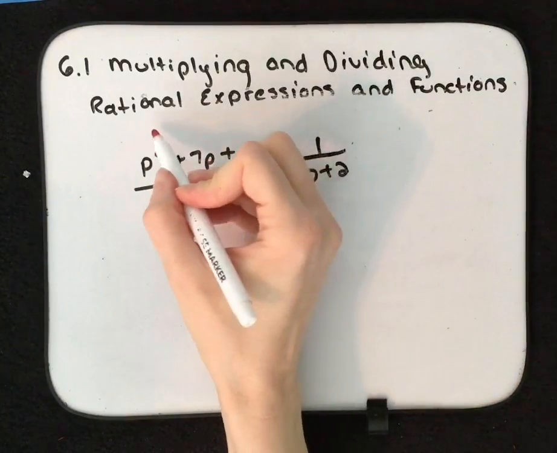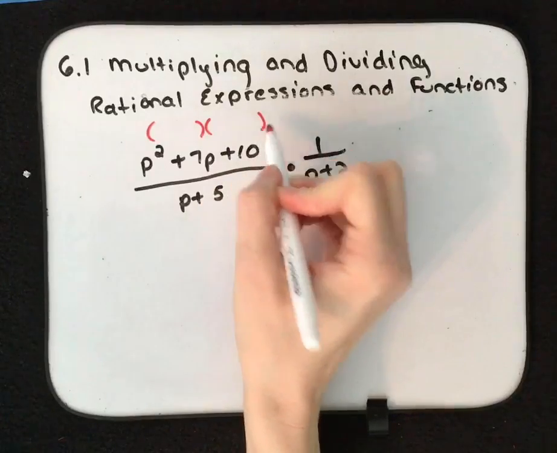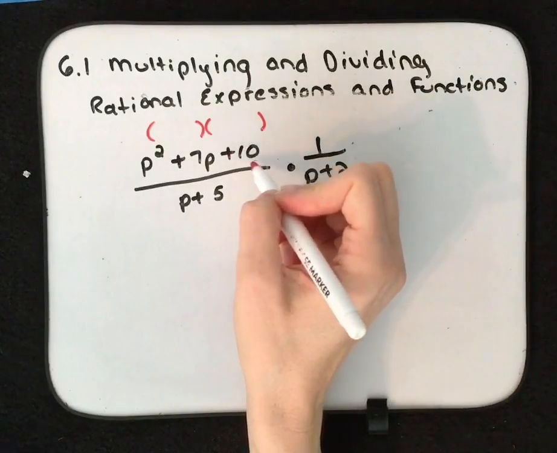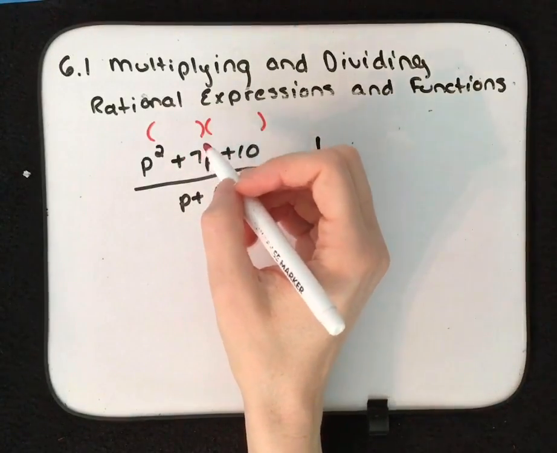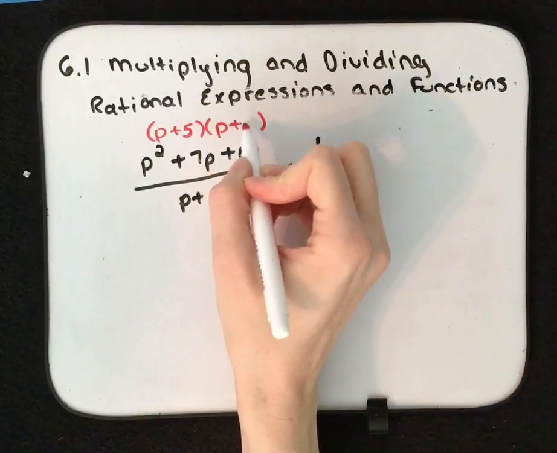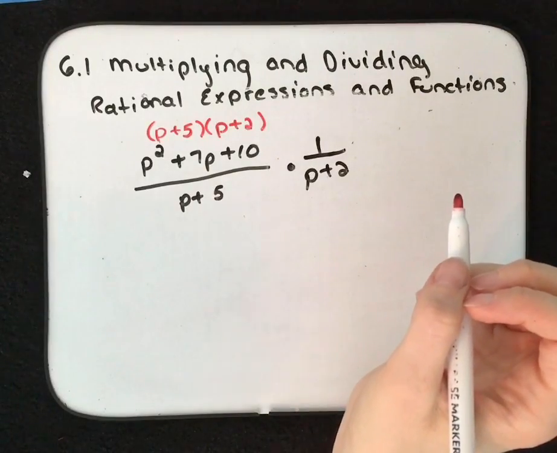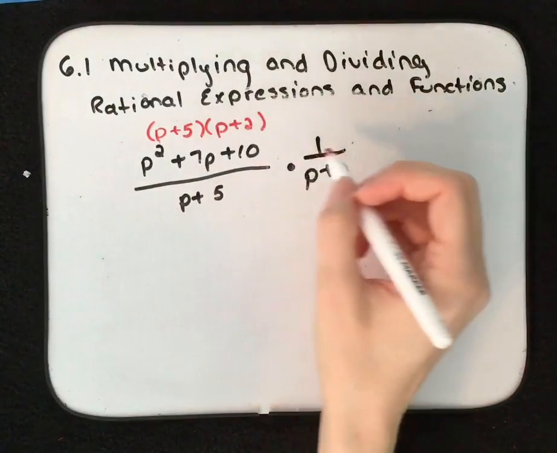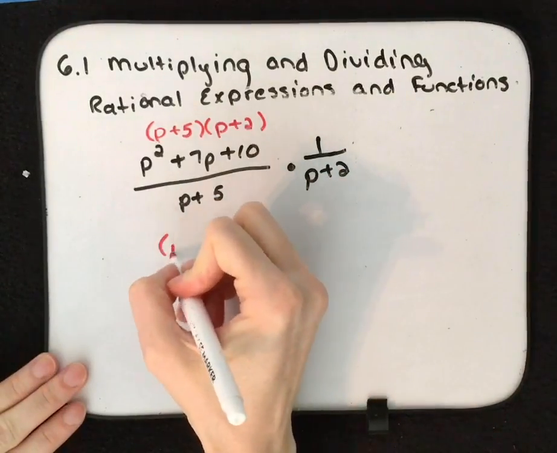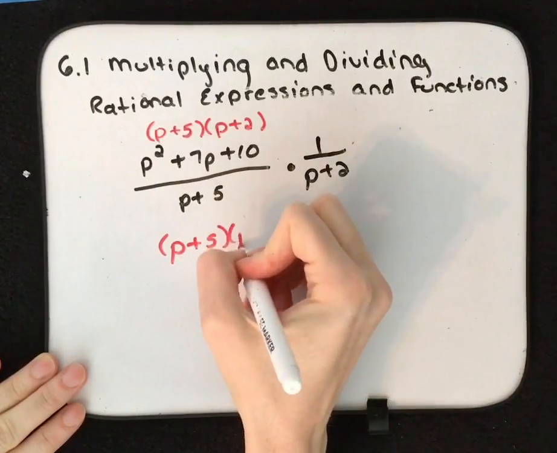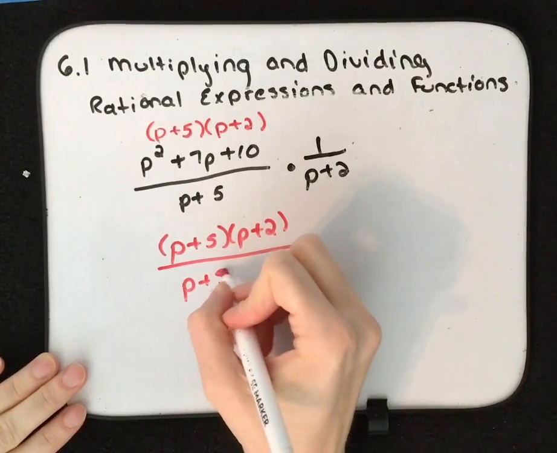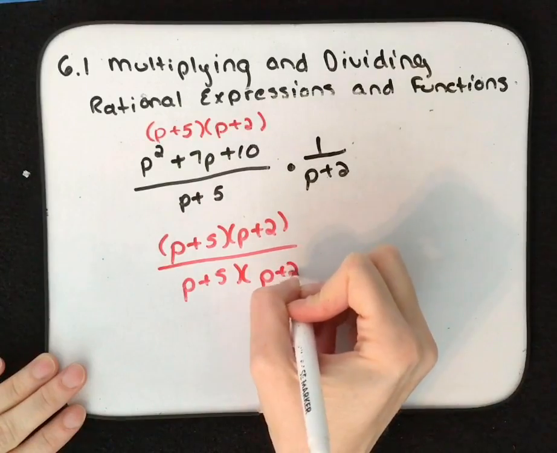Before we can cancel, the first thing we need to do is try to factor, so we can get this all down to our multiplication. So if we factor, we need two numbers that multiply to 10 and add to 7. So that's going to look like p plus 5 and p plus 2. Now we can do our multiplication. So remember, you multiply straight across the top and you multiply straight across the bottom. So that's going to give us p plus 5 times p plus 2, and then on the bottom we'll have p plus 5 times p plus 2.